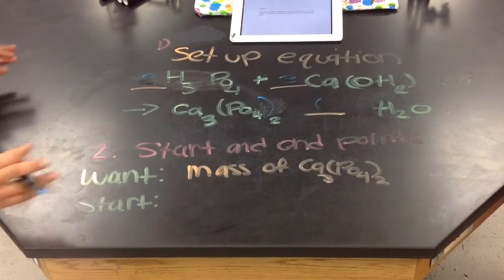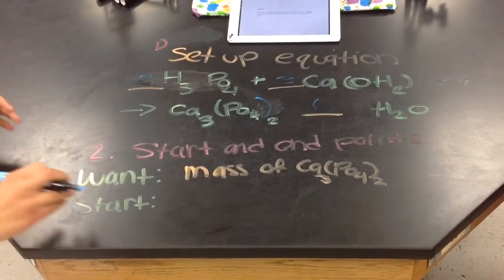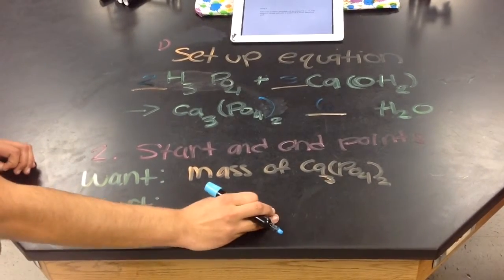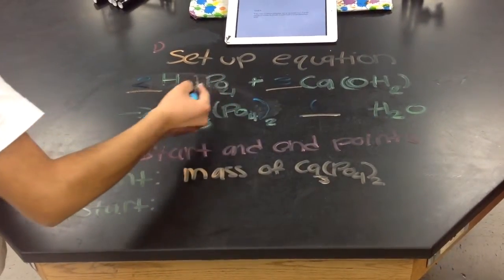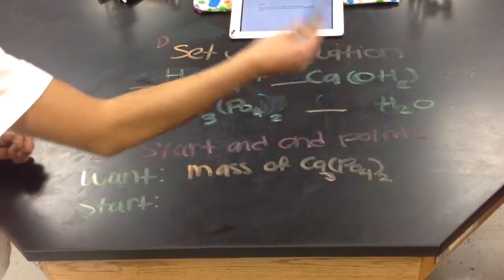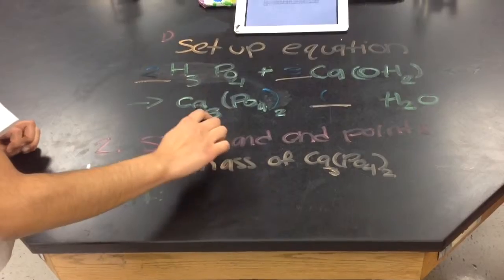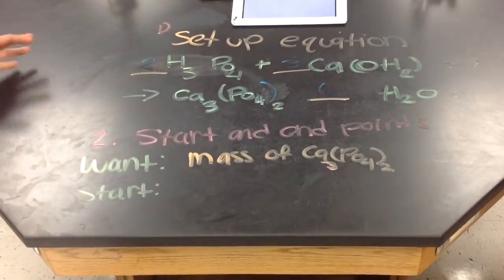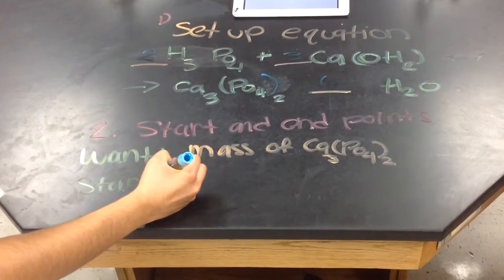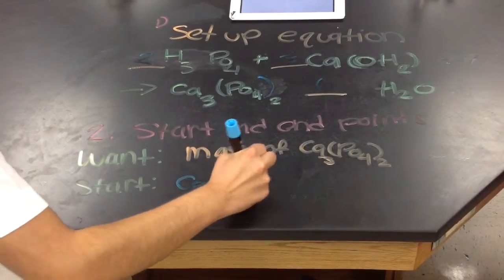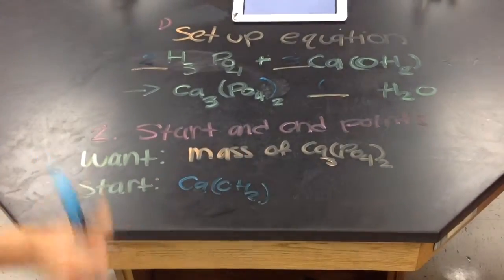neutralization problem. So it starts with an acid plus a base, and then would yield a salt and then water. So we have our water here. Our acid would be phosphoric acid. Our base is calcium hydroxide, and then our salt would be calcium phosphate, and then our water. So our starting point would be with calcium hydroxide.